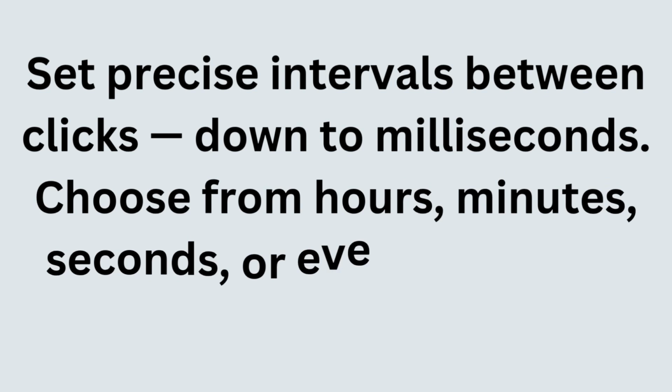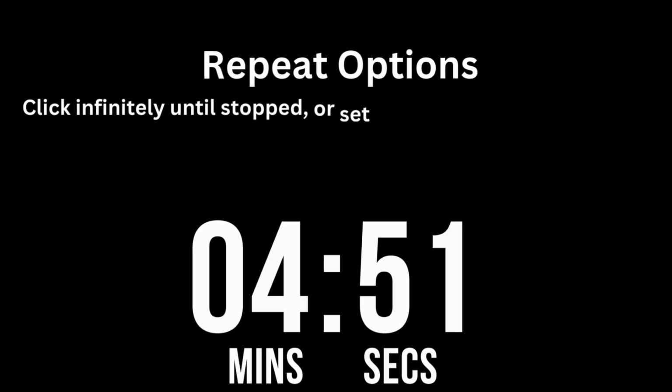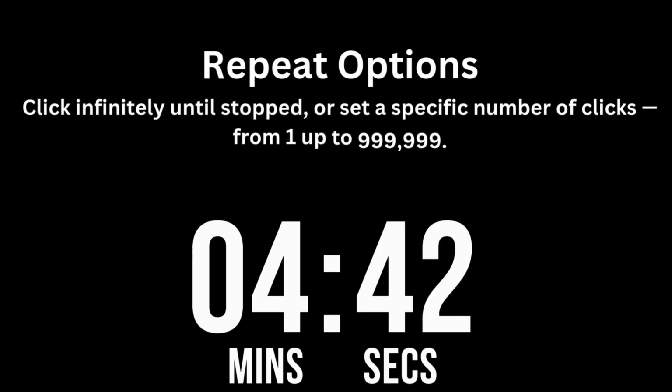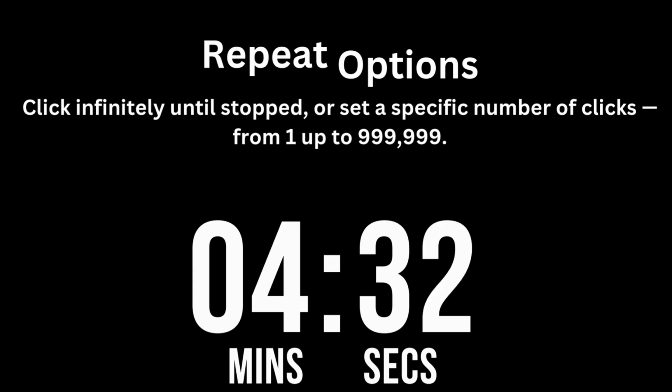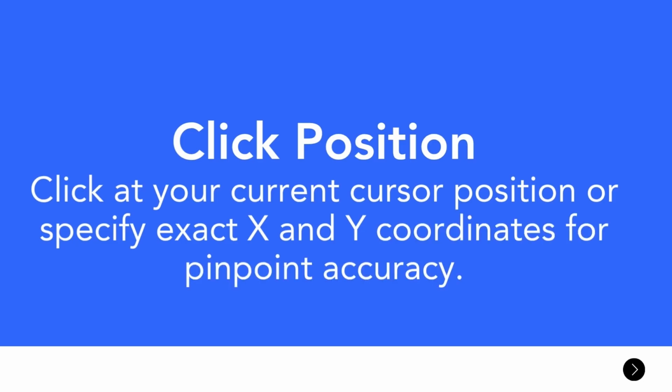Set precise intervals between clicks down to milliseconds. Choose from hours, minutes, seconds, or even as low as 1 millisecond. Repeat options. Click infinitely until stopped, or set a specific number of clicks, from 1 up to 999,999. Click position. Click at your current cursor position or specify exact X and Y coordinates for pinpoint accuracy.